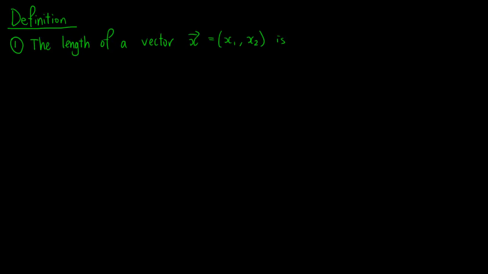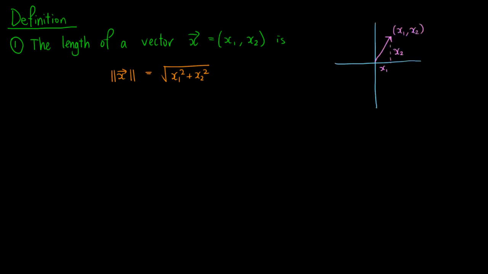Let's introduce some notions on vectors. The first one is that we want to define the length of a vector, say x equals (x1, x2). The symbol is x with two vertical bars on each side of the vector, and it is defined as the square root of x1 squared plus x2 squared. This definition makes sense when we try to draw the vector on the real plane.